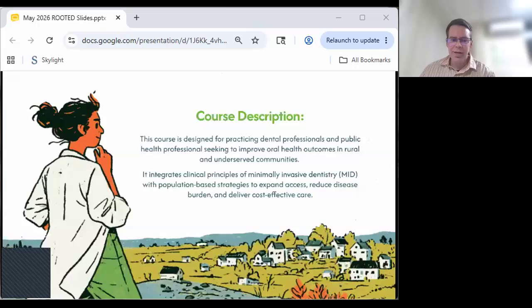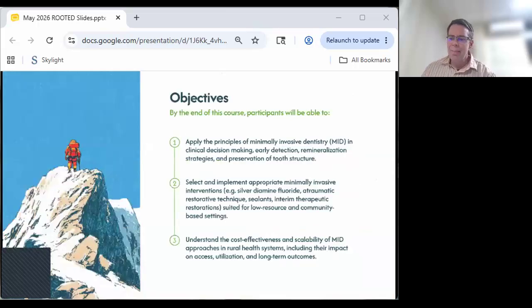Next. So the course description, I think we already went through this, but basically, at our break, I'm curious to see how many dental professionals versus not dental professionals we have. But basically, I'm going to be talking about how to integrate clinical principles of minimally invasive dentistry, the acronym is MID, with population-based strategies to expand access, reduce disease burden, and deliver cost-effective care. I can talk about this ad nauseum. Again, I've got way more slides than I'm going to be able to go through in the 40 minutes that I'm allotted. But I want you to have this information so you can reference, and you'll have my contact information so you can ask me questions. I'm an open book when it comes to these sorts of things. Next. Liz already went through these objectives, so I don't really need to go through these as well.